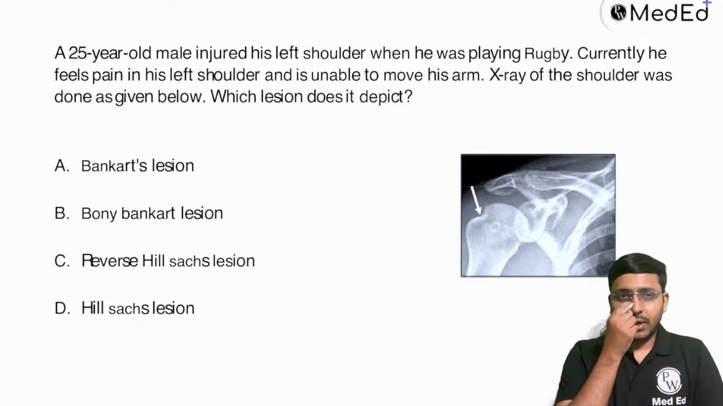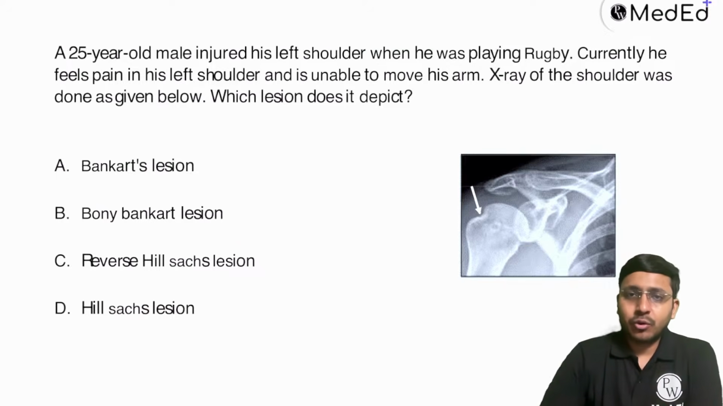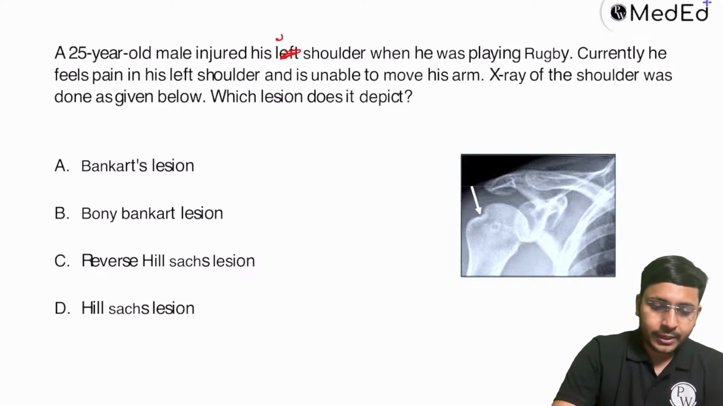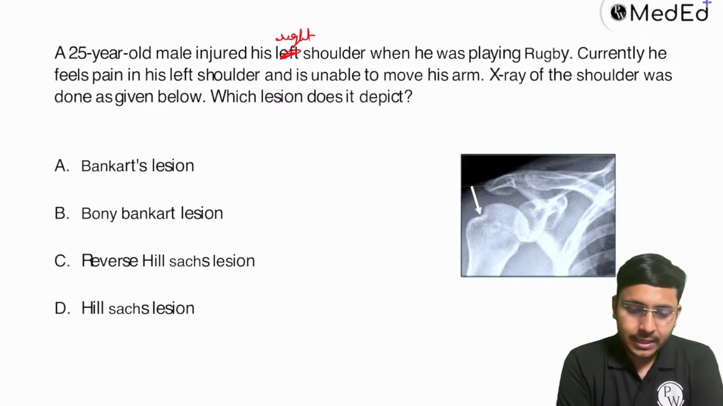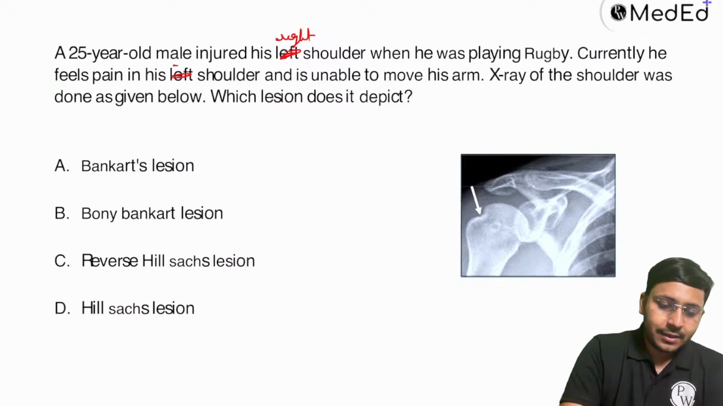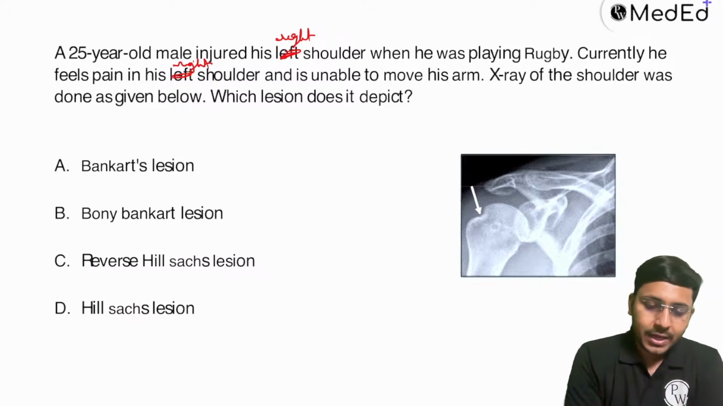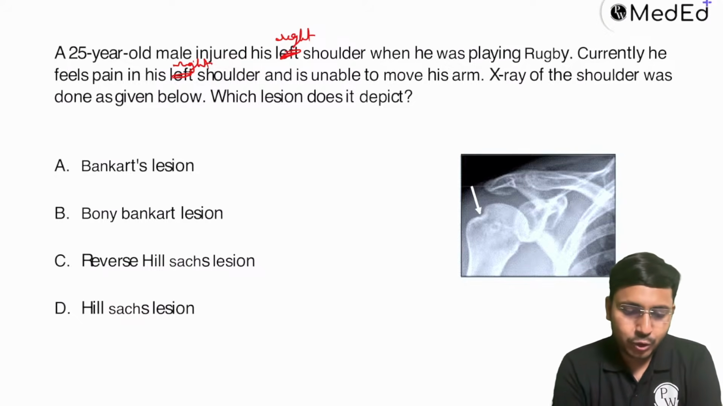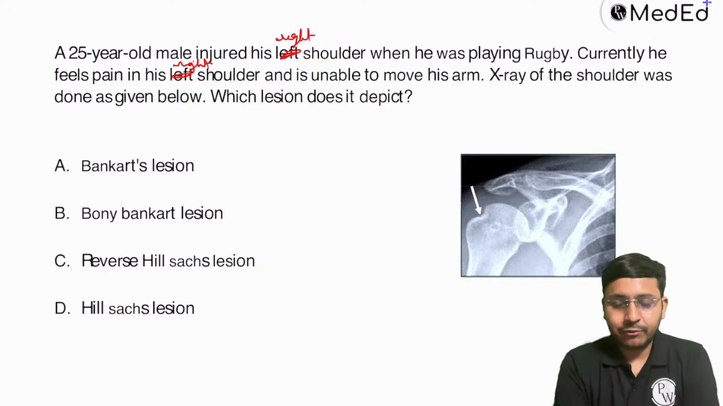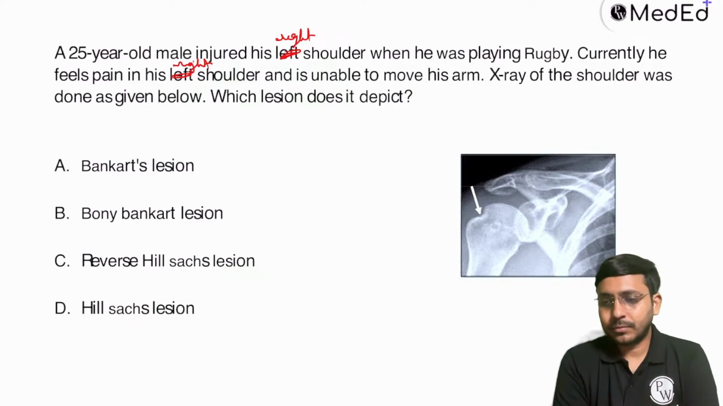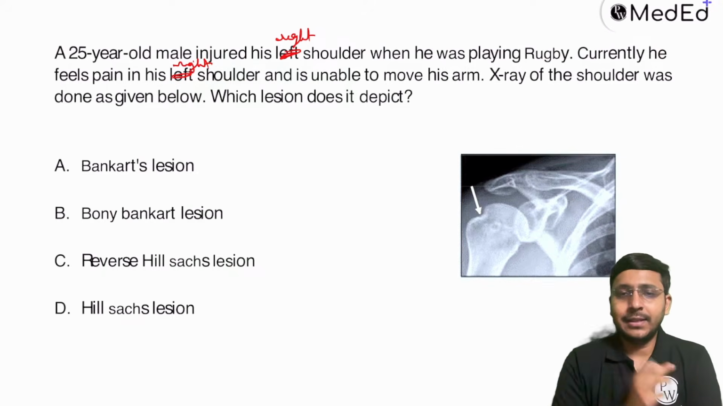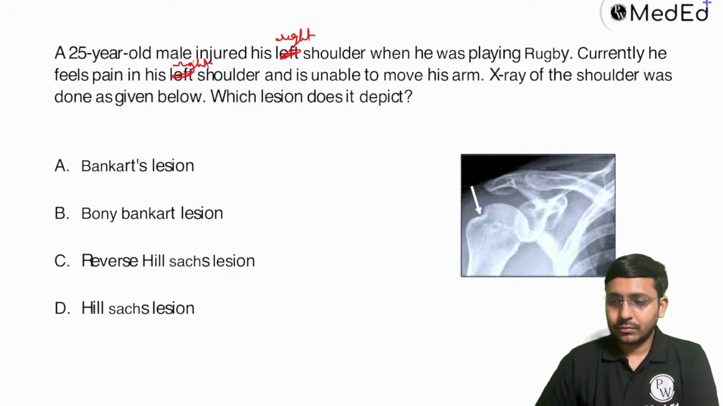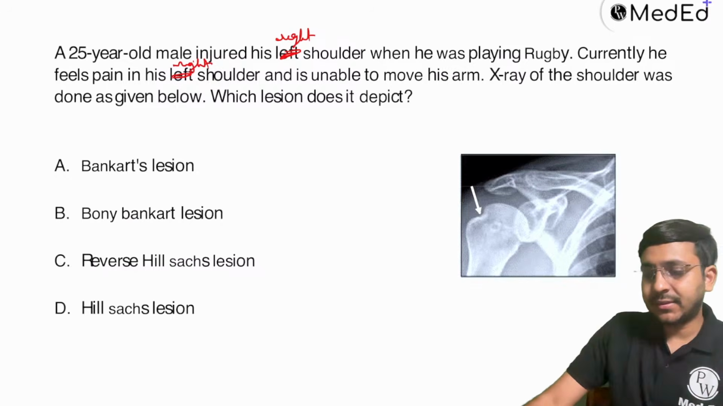Now, this is an interesting X-ray. A 25-year-old male injured his left shoulder. This is the right shoulder, by the way. Sorry. When he was playing rugby, currently he feels pain in his right shoulder and is unable to move his arm. X-ray was shown. Which lesion does it depict? So, what does the arrow show? Is it a Bankart, bony Bankart, reverse Hill-Sachs, or a Hill-Sachs? Some are saying A, some are saying D.